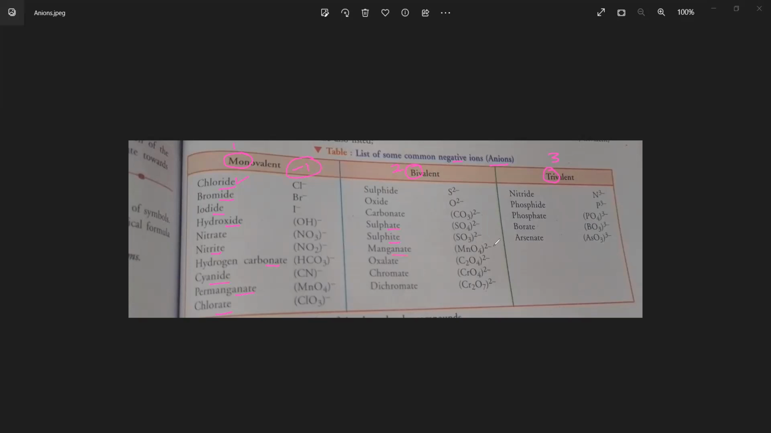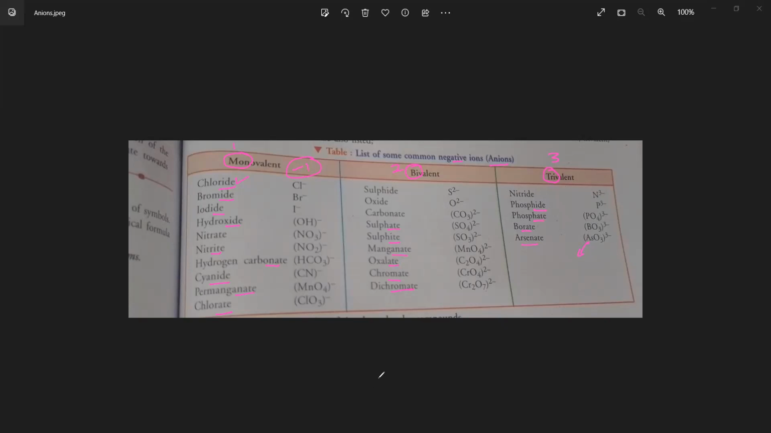Manganate, MnO4 2-. Oxalate, C2O4 2-. Chromate, CrO4 2-. Dichromate, Cr2O7 2-. These are the examples of bivalent anions. Similarly, we have some trivalent anions also. Nitride, N3-. Phosphide, P3-. Phosphate, PO4 3-. Borate, BO3 3-. Arsenate, AsO3 3-, where As is the symbol for arsenic. This is the first part. You need to remember these formulas for anions.